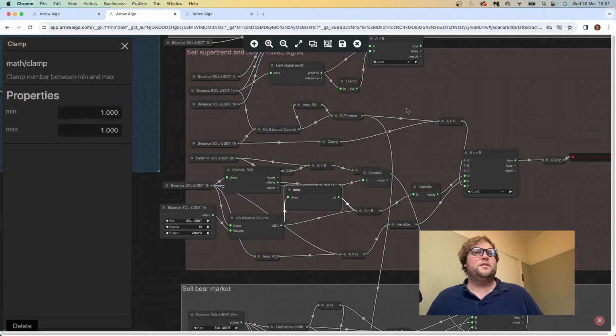So within this overall sell strategy, again, we're in rising conditions. We've seen price potentially topping out, starting to correct back down again. Those are the kind of conditions that we're looking for.